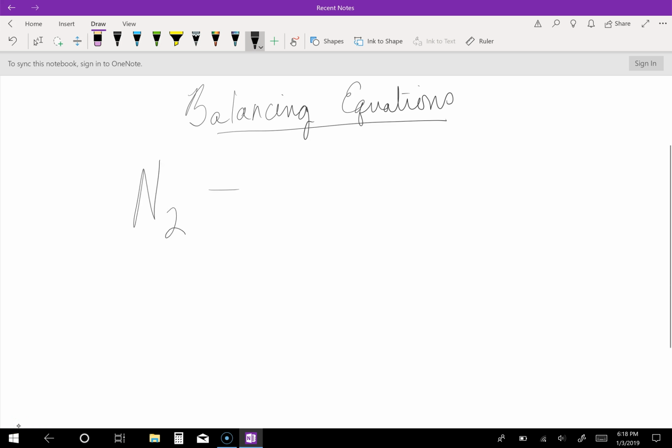Let's look at some example equations. N2 plus H2 is going to create ammonia, NH3. Let's take a look at the non-hydrogen elements. We have nitrogen by itself, so it counts as a free element. We can see that there's a 2 in front of it, and there's only a 1 on the other side.